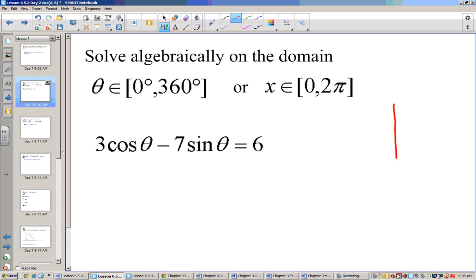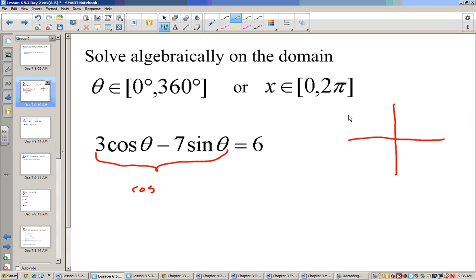Now, the problem is if we want to solve for theta, we can't because there's two thetas. So we want to write this as one single cosine. And if there's one cosine and one theta, then we can solve for it.